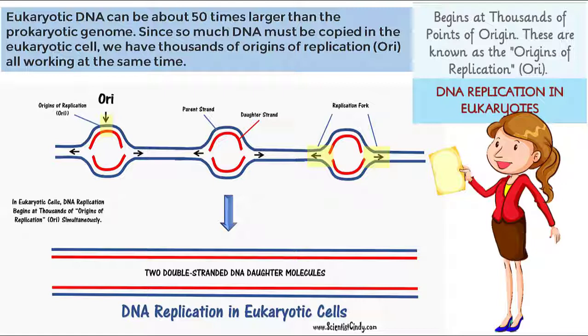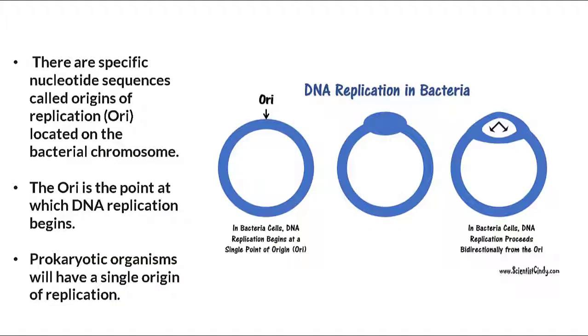So DNA replication in eukaryotes begins at thousands of points of origin. The origins of replication are specific nucleotide sequences located on the chromosome. The ORI is the point at which DNA replication begins. Remember that prokaryotic organisms will have only a single origin of replication.